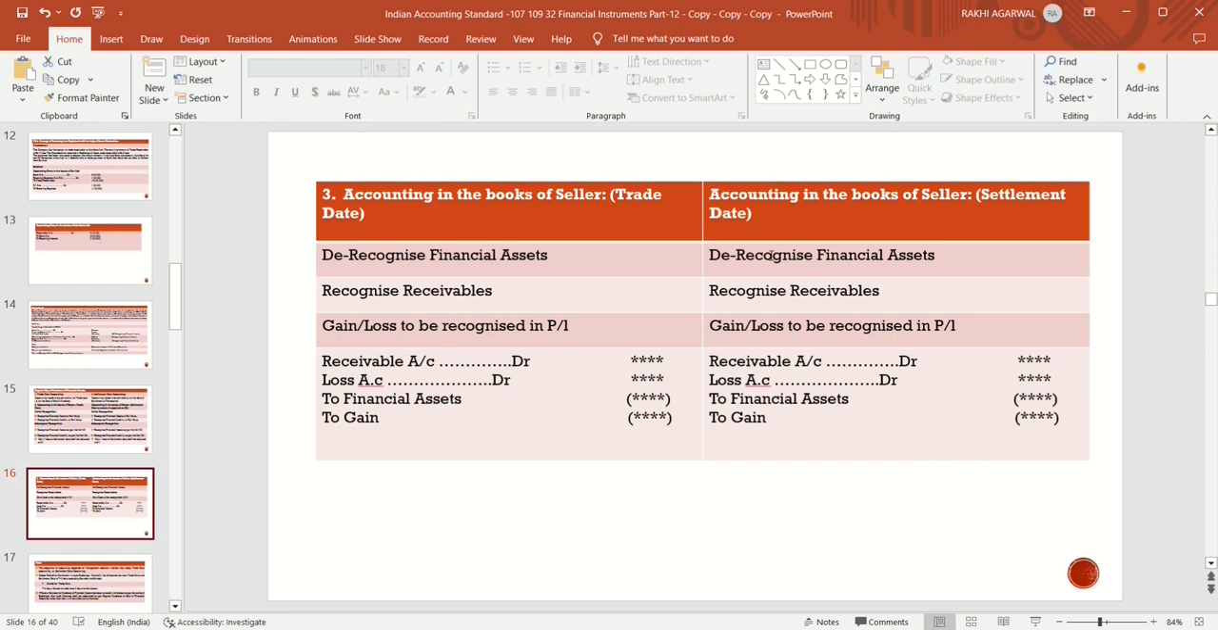On the date of settlement, the same accounting entry is to be done in the books of seller: de-recognize the financial asset, recognize the receivable, that is the debtors, and recognize gain or loss in the P&L account. The entry is receivable account debit, loss account debit if there is a loss, to financial asset; if there is a gain, then gain on de-recognition. And this gain or loss is to be recognized in the P&L account.